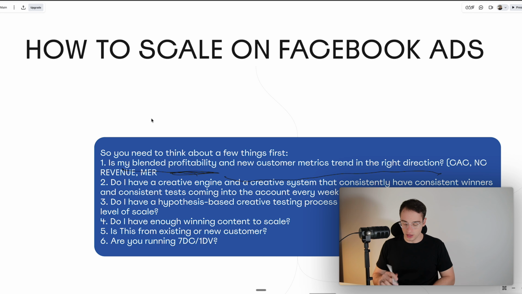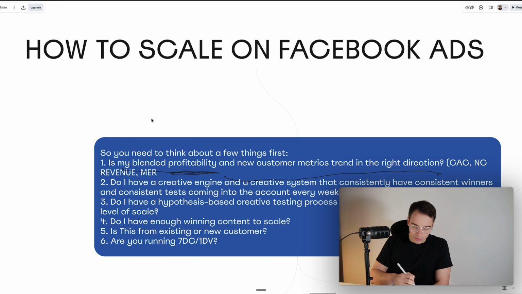So the first is this. What I like to do is take a look at my revenue, my MER, my new customer MER and CAC. Usually those are the metrics, and then I also take a look at new customer revenue and new customer volume. How is my new customer velocity trending? Because that has a great correlation with MER increasing as well if we are spending this amount of money there.